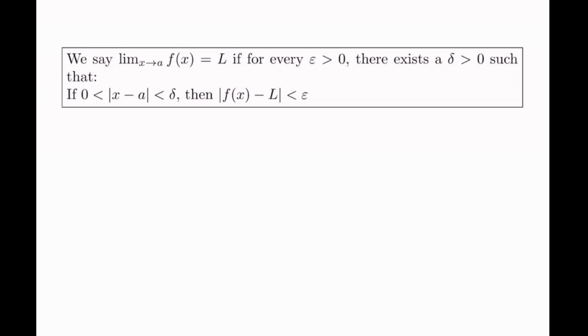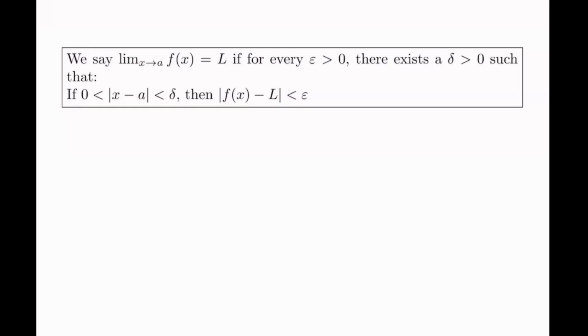Let me translate this into everyday language. Imagine someone challenges you, I want f of x to be within epsilon of L. Your response would be, no problem, just keep x within delta of a, and I guarantee f of x will be within epsilon of L. The key insight is that no matter how small the challenger makes epsilon, meaning how close they demand f of x to be to L, you can always find an appropriate delta that works.